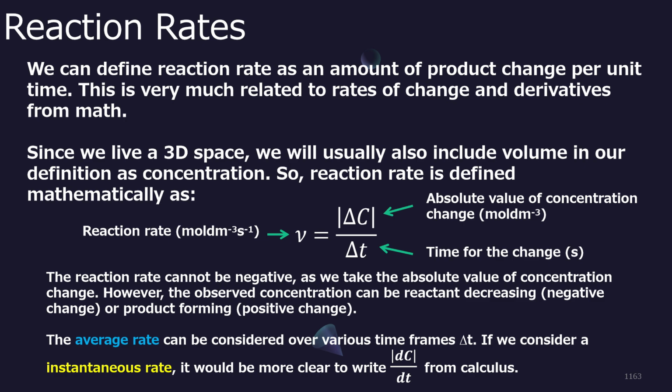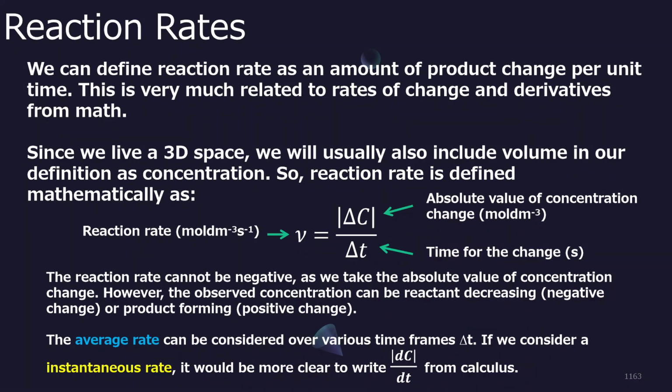All right, now the reaction rate cannot be negative. We take the absolute value of that concentration change. However, the observed concentration can be a reactant decreasing. That will give you a negative delta C on the top, but then we just take the absolute value of that. It can also be product forming. That will already be positive, so when we take the absolute value, there will be no change to it.